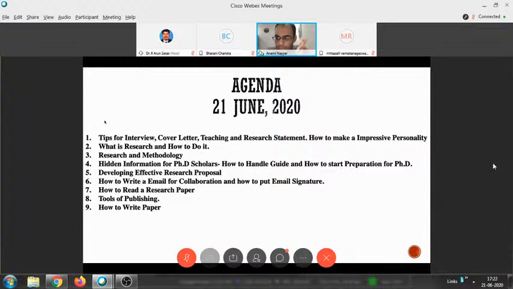Because I've already told you that if your proposal is not strong, that professor and that person is not going to reply to you. Your email will just be ticked and it will be deleted. That's all. Finish. So how to write an email for collaboration and how to put an email signature, very important. And how to read a research paper.